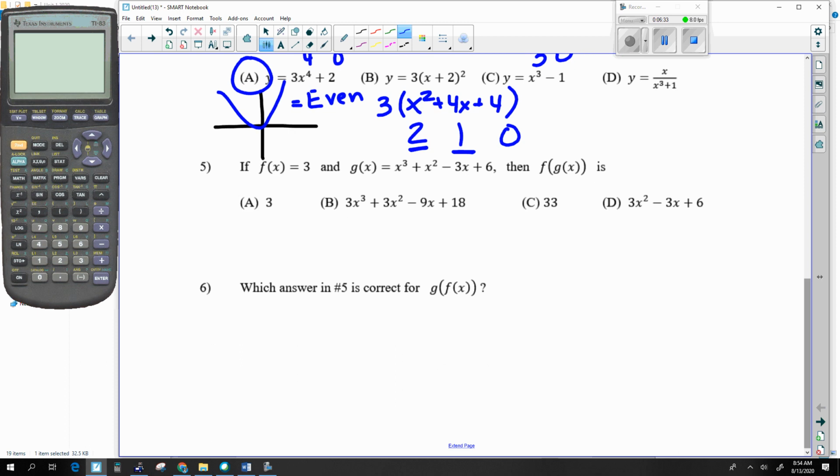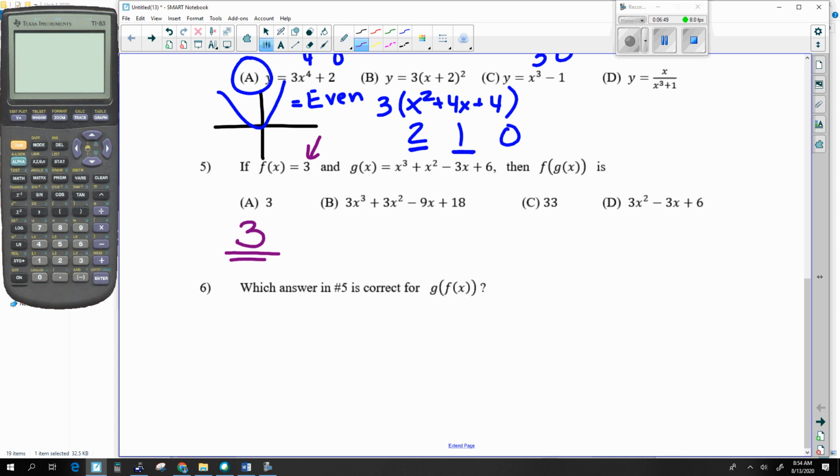Number 5. I need to know what f of g of x is. So f is the big equation, and any x's that I see in that equation, I replace with g. But the thing is, I don't see any x's.